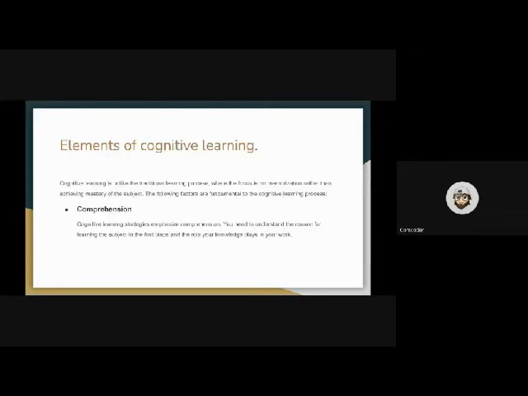Elements of cognitive learning. Cognitive learning is unlike the traditional learning process, where the focus is on memorization rather than achieving mastery of the subject. The following factors are fundamental to the cognitive learning process. Comprehension. Cognitive learning strategies emphasize comprehension. You need to understand the reason for learning the subject in the first place and the role your knowledge plays in your work.